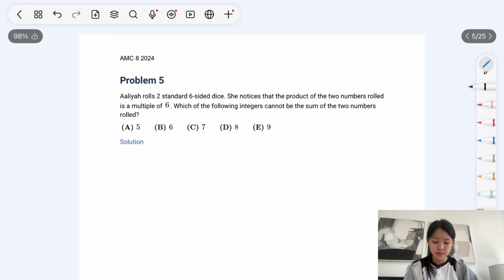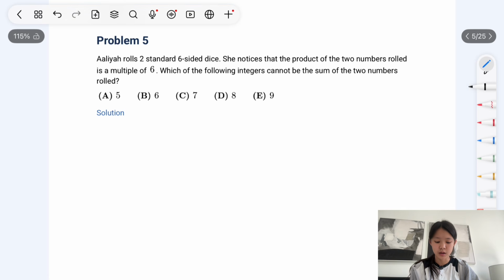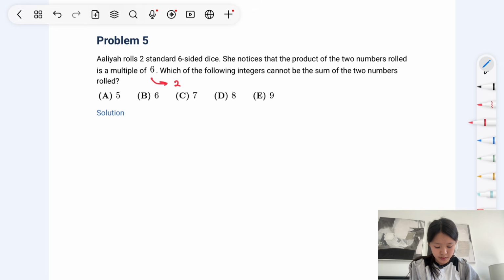Problem 5. Alaya wrote a standard... rolls 2 standard 6-sided dice. She noticed that the product of the two numbers rolled is a multiple of 6. Which of the following integers cannot be the sum of the two numbers rolled? So for a number to be a product, like a multiple of 6, it has the factors of 2 and 3.